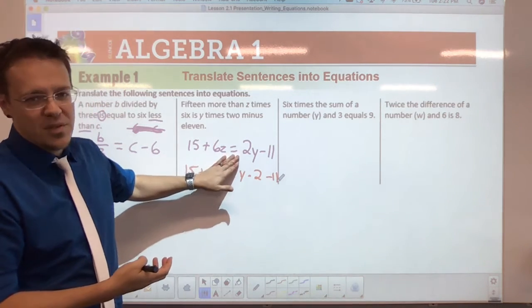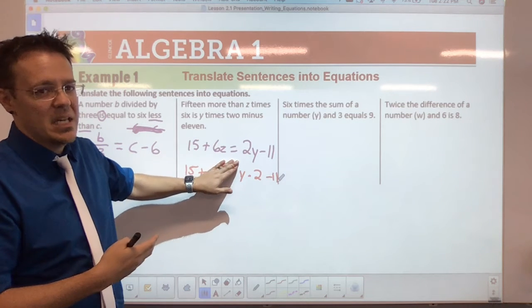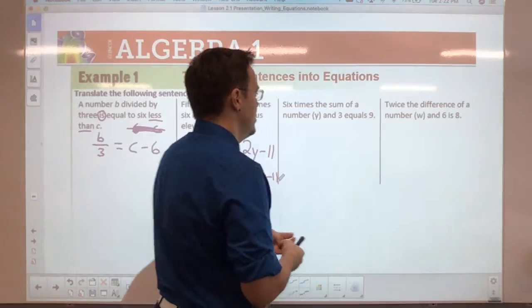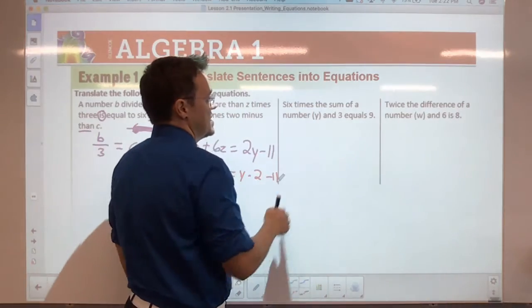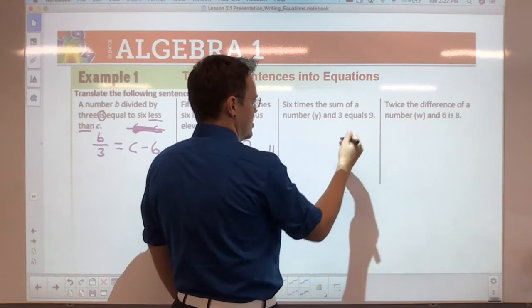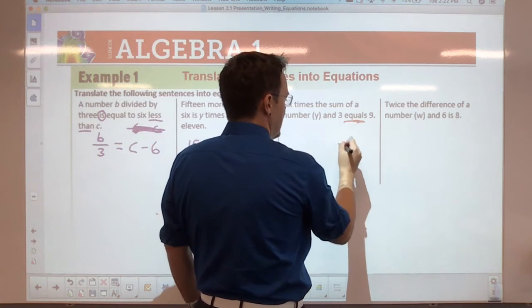look, you want to go with the top equation, all right? So this is the right way to do it, but technically we want to rewrite it to make it look more appealing to what you guys are used to. All right, 6 times the sum of a number Y and 3 equals. All right, so we know we got equals 9, so we have equals here, so we know something equals 9.